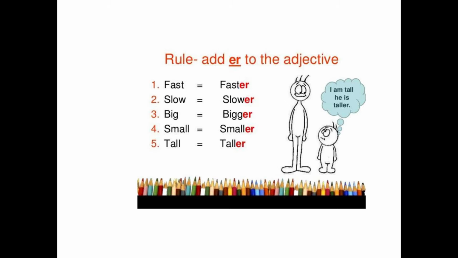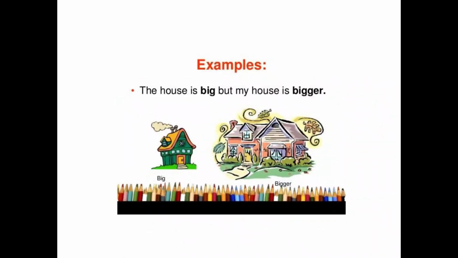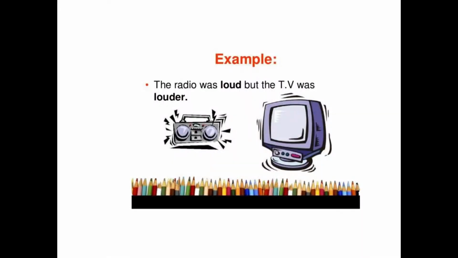You can also see there is an example of two boys standing. The little one says, I am tall, but he is taller. So he is making a comparison between them. Let's see some examples. The house is big, but my house is bigger. The boy is fast on his bicycle, but I am faster. The radio was loud, but the TV was louder.